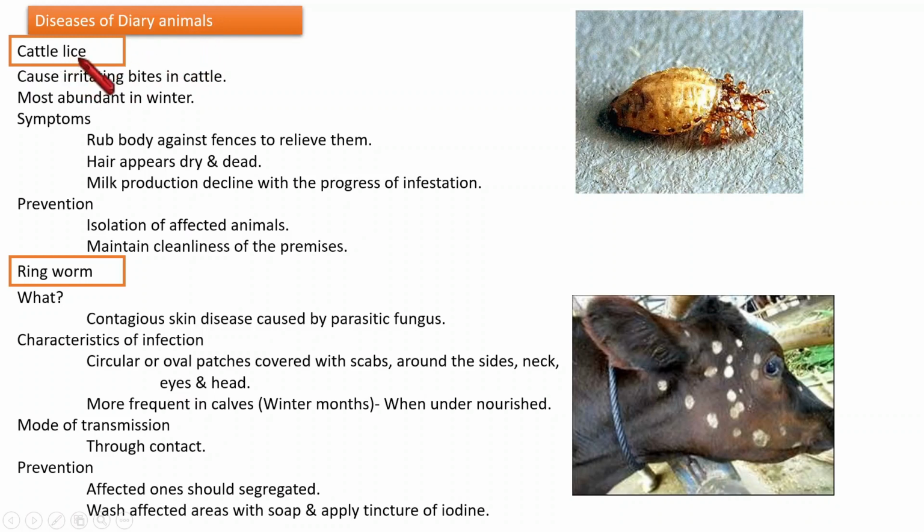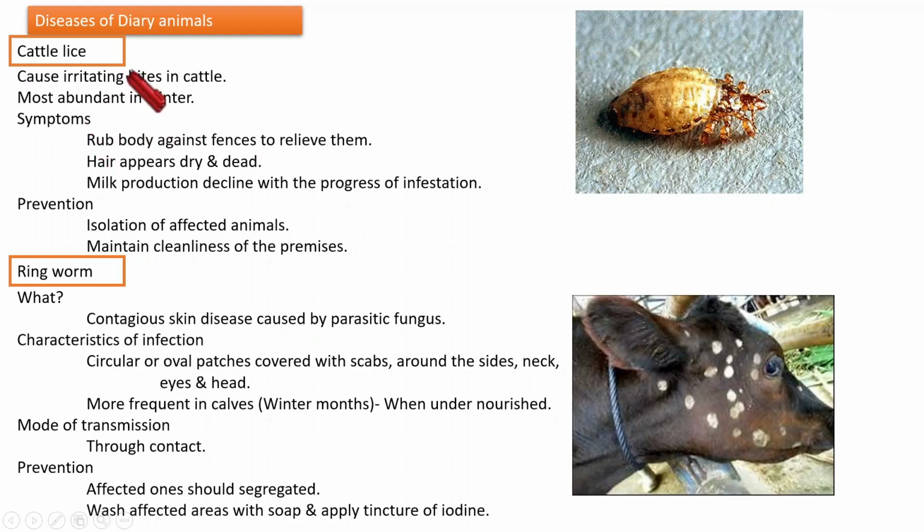First is cattle lice. Its picture is shown here. What does it cause? It causes irritating bites in the cattle, and its menace is more. It's abundant in winter seasons. Then, what are the symptoms?